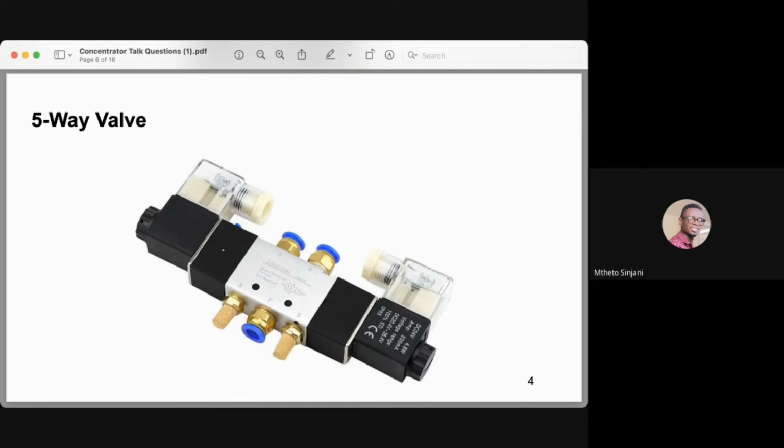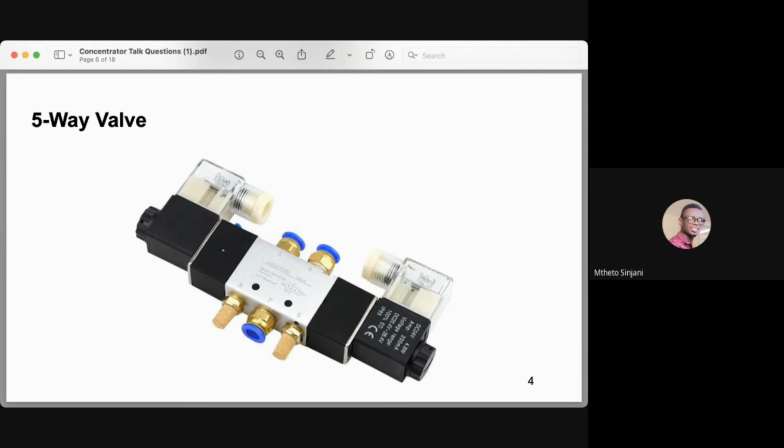Sometimes you come across where they say 5/2-way valve. The 5 means the ports where the air is being released or passing through, but the 2 is the position. So it means that the valve has 2 positions. You can have the first position connecting the ports to the left, and then when it moves to the second position, it's connecting the ports to the right. Moving on to the second configuration.